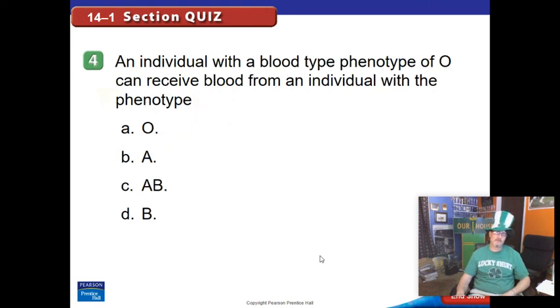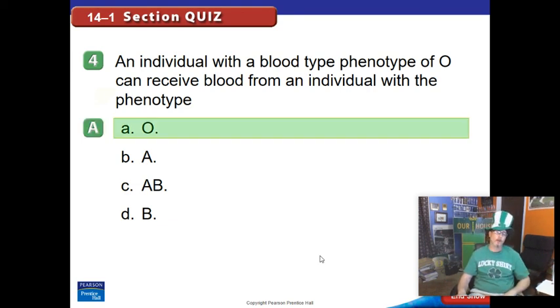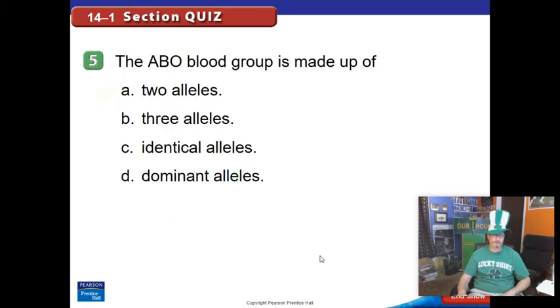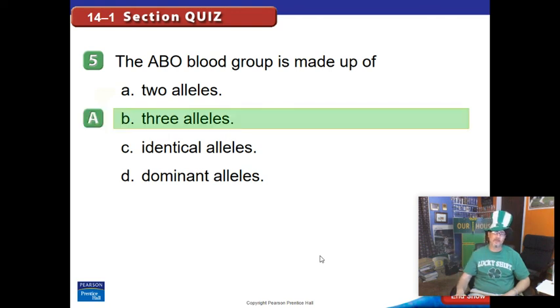Individual with a blood type phenotype O can receive blood from an individual with a phenotype. I don't even remember the names of the answer to this. Oh, okay. They can receive blood only from people who have O blood. You don't need to know that on the test. The ABO blood group is made up of 3 alleles, identical or dominant alleles. A, B, O. 3.